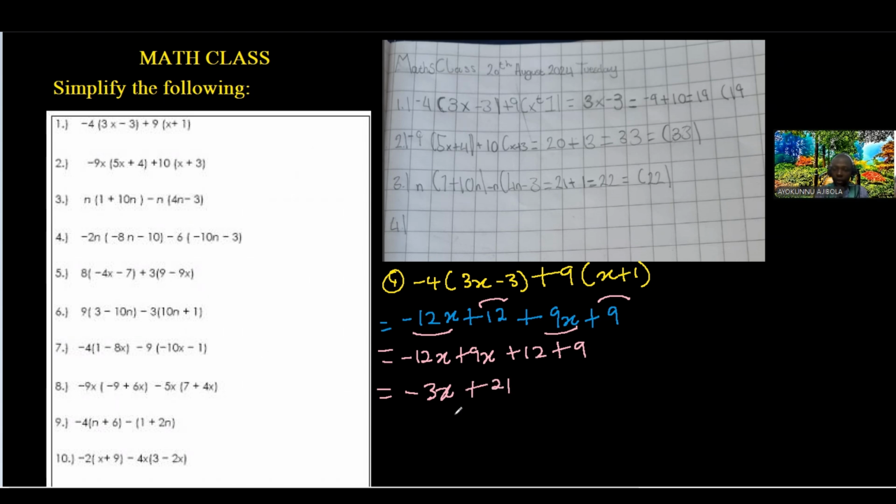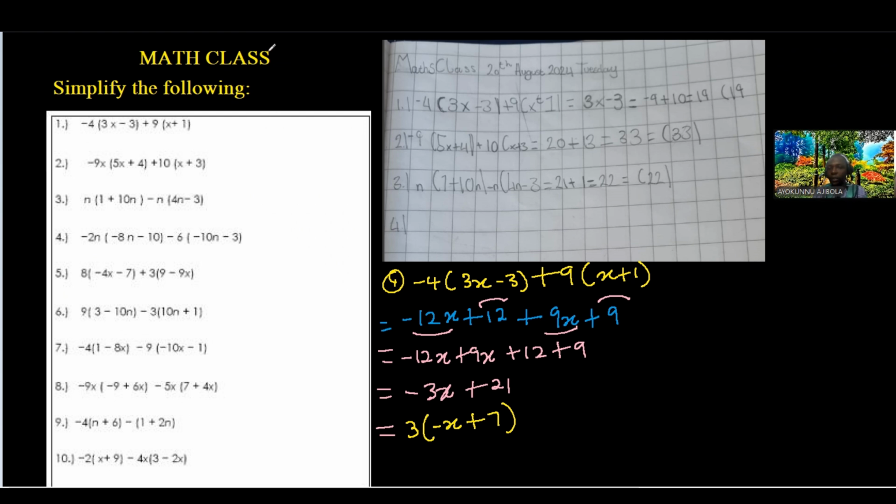So this is our answer, but we can proceed further and factorize and say what is common to the two sides. 3 is common, so I can take 3 out. It's going to be negative x plus 7, because if I open the bracket back, I'm going to get this.